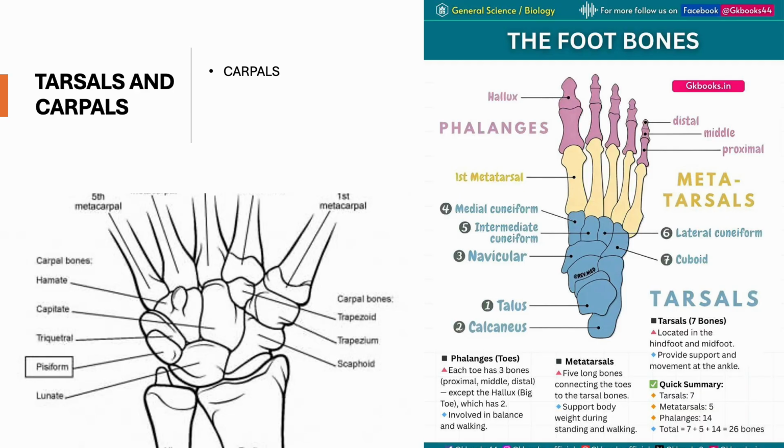So it adds up to 1, 2, 3, 4, 5, 6, 7, 8 bones of the carpals. Then metacarpals is made up of 5 in each arm, so it adds up to 10. The phalanges, there are 14 in each hand, so it adds up to 28 bones.